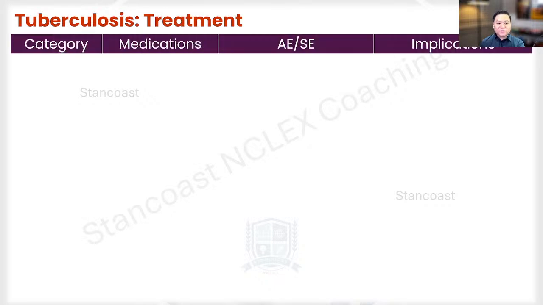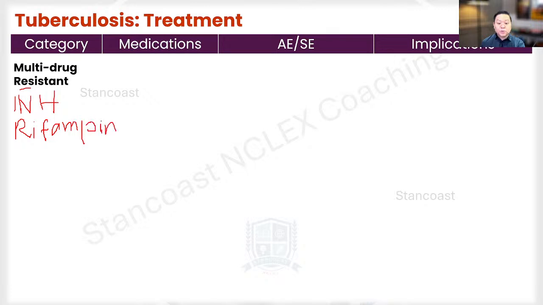Next batch of medication. Now we're going to talk about the multi-drug resistant type of TB. This simply means that the TB bacteria that the patient has right now is resistant to two important medicines. It could be resistance to INH or resistance to rifampin. So again, they are considered to be multi-drug resistant if they are resistant to two of the most important medications, such as INH or rifampin.